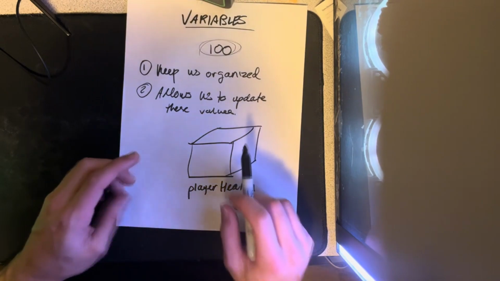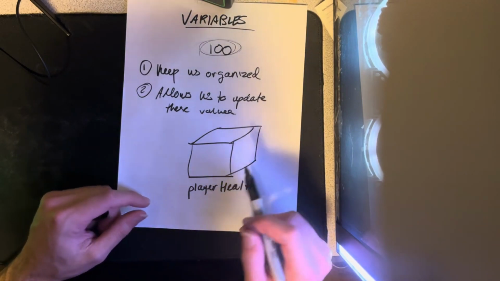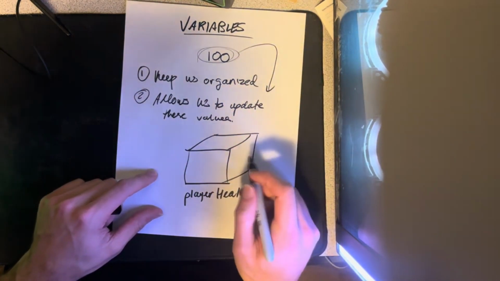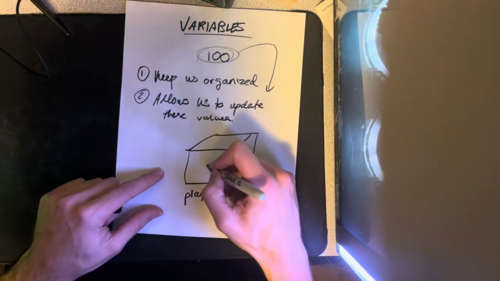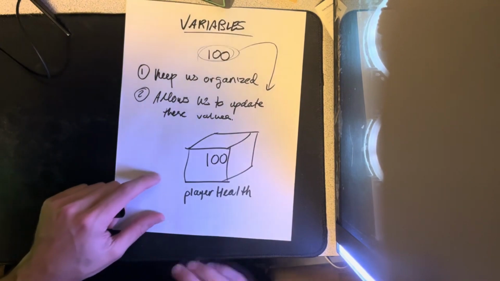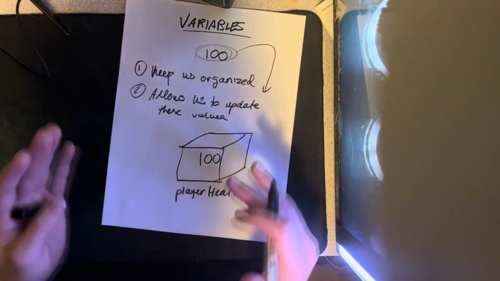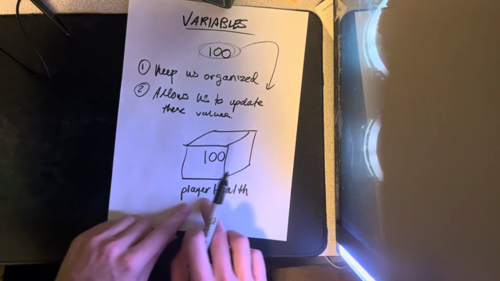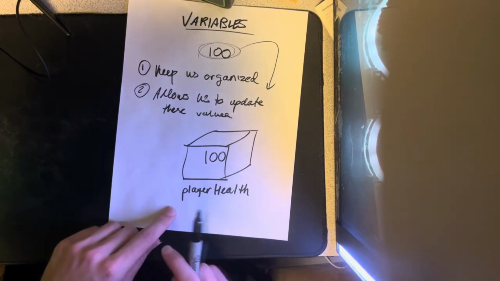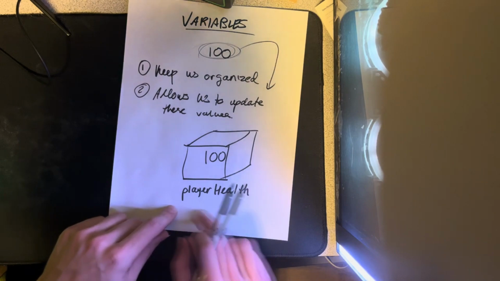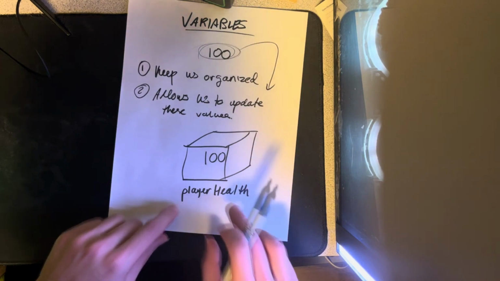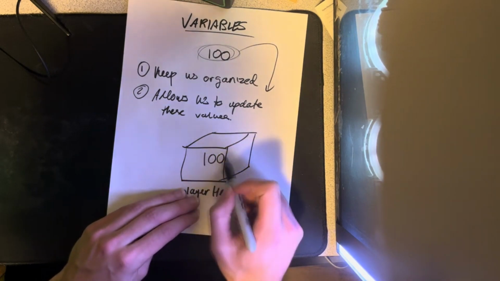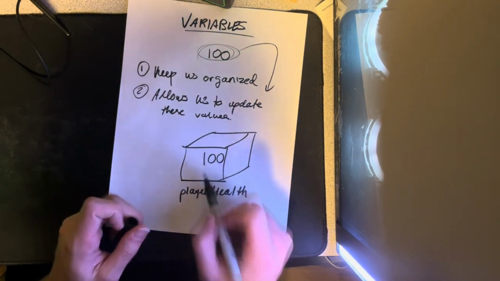So player health, I'm creating a video game and I want the health of my player to be 100. So I'm going to put this value inside my box, 100. So what have I just done there? Well, now I've got a variable that is clearly for the health of the player, whoever's playing the game. And inside this variable is holding a value, and it's holding a number value. It's holding the number 100.